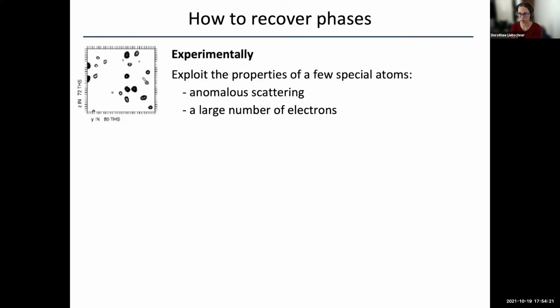And so in macromolecular crystallography, there are several ways to recover the phases, and we can basically make two categories. One is experimental methods, and they exploit the properties of a few special atoms. So let's remember, when we work with macromolecules, there are thousands of atoms. And here we are interested in the properties of a few. That can be 5 or 6, a dozen or 2 dozen, depending on your case. And we exploit certain properties that can be either anomalous scattering or a large number of electrons, or it can be a combination of both.